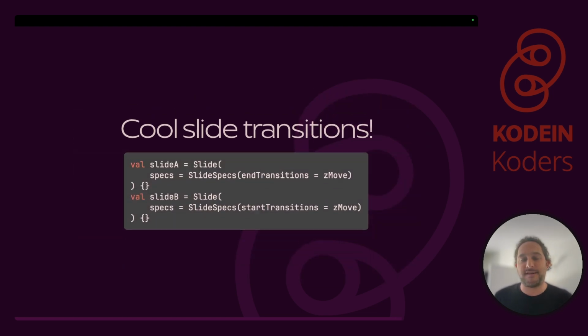And then once you've created the transition, you have to apply it to the slides. So here, for example, I want to animate the transition between slide A and slide B. So I'm animating the end transition of slide A and the start transition of slide B.